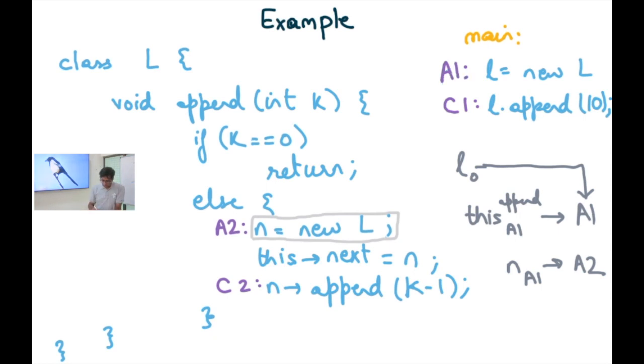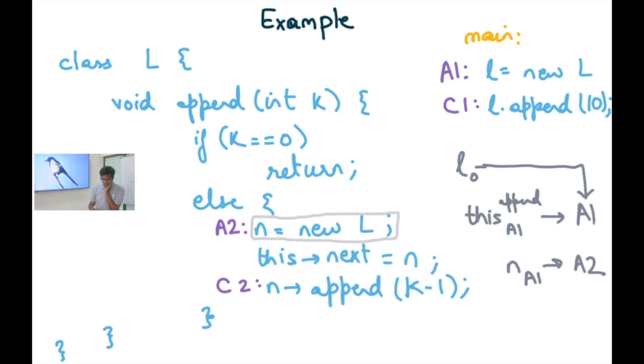So I'm evaluating n equals new L in context A1. So I say n subscript A1, which is the context in which n is being evaluated, is pointing to an abstract object allocated at A2. So this is the new edge that I draw with these nodes in my points-to graph, by virtue of this statement. Now next I'm going to transfer along this dot next equals n.